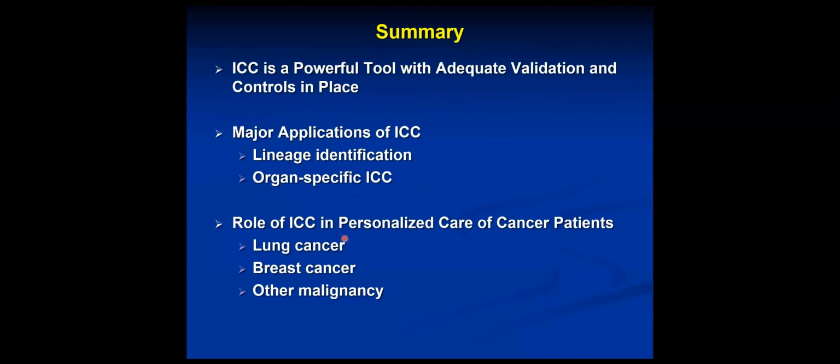So in summary, ICC stands as a very potent tool when supported by proper validation and controls. Its primary utility lies in confirming the lineage and also identifying the organ-specific primary site. So ultimately, ICC has emerged as a robust and practical choice for precision medicine and targeted therapy. And thank you so much for your attention.